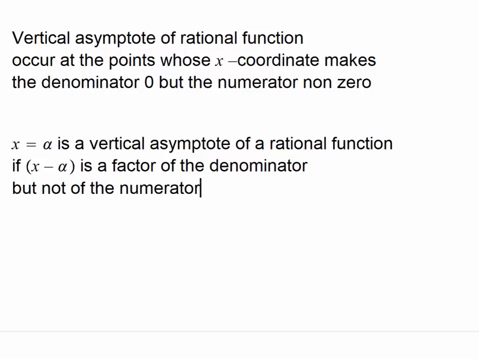So now let's go to the next video for a discussion about another kind of asymptote, which is called a horizontal asymptote.